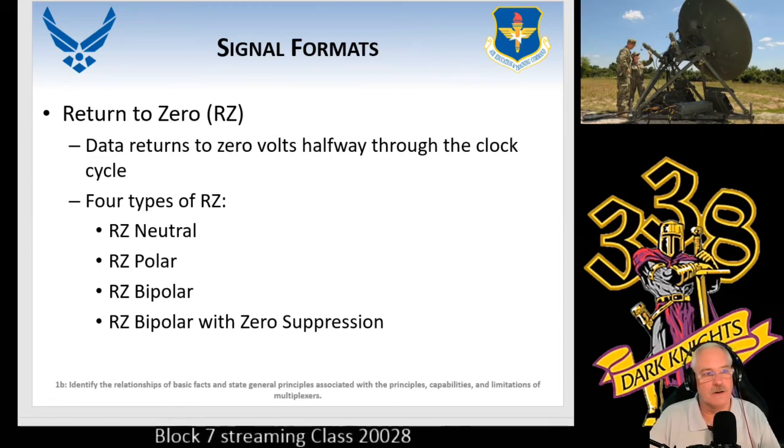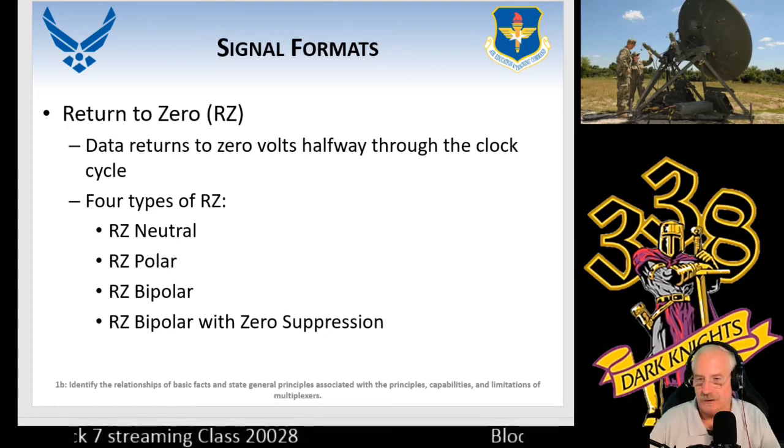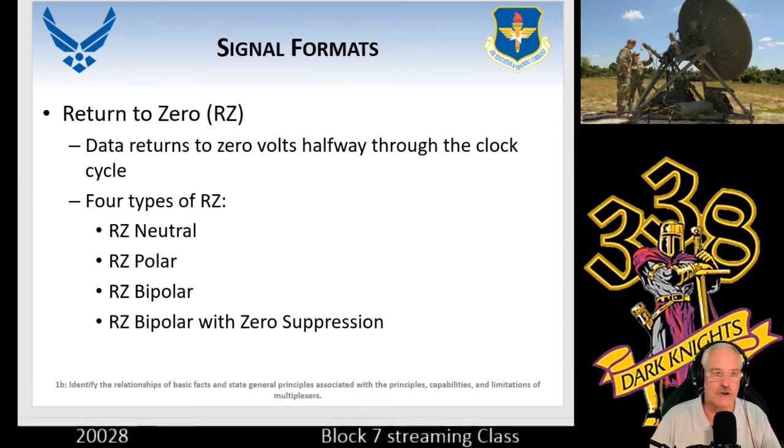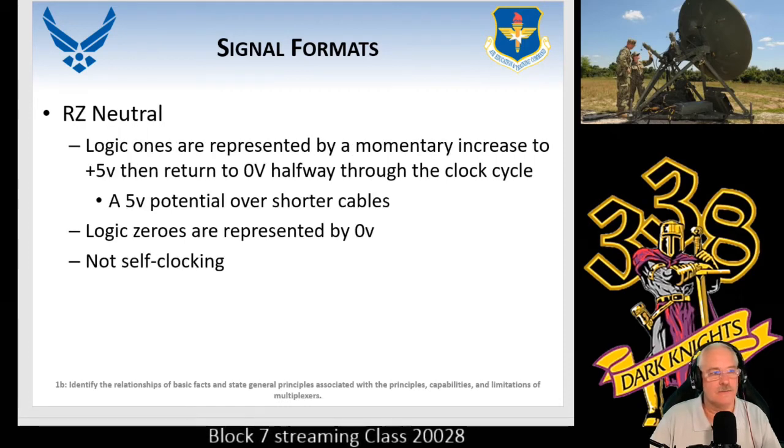All right, so let's start here when we look at return to zero. This one is going to return to zero halfway through the clock cycle, and you're going to see this a lot. There are 4 different types of return to zero: RZ neutral, polar, bipolar, and bipolar with zero suppression. Let's take a look at this.